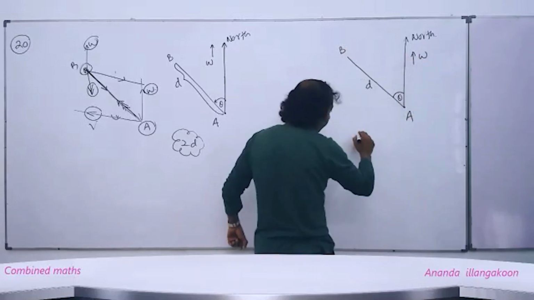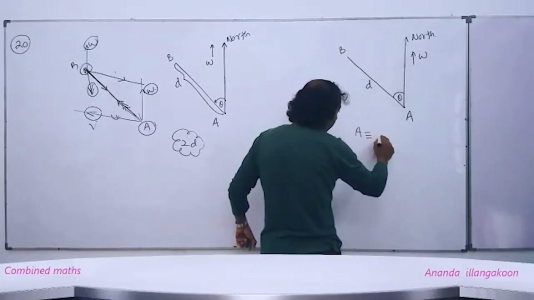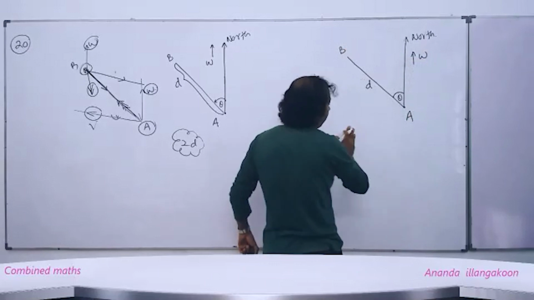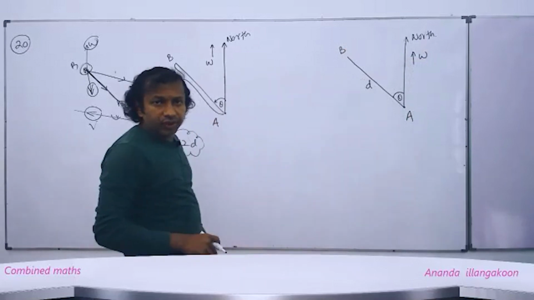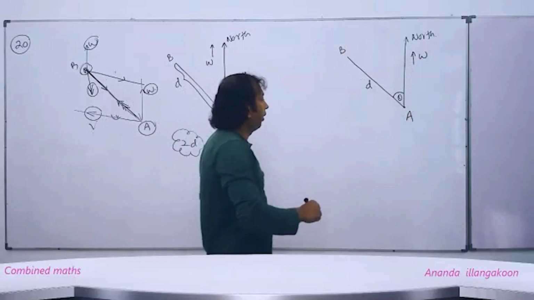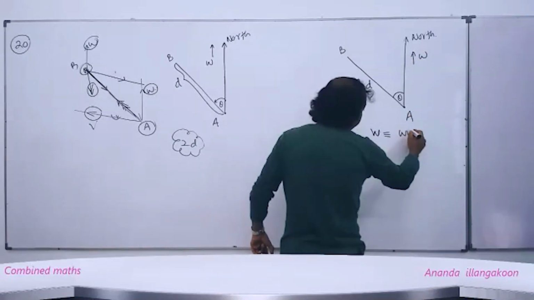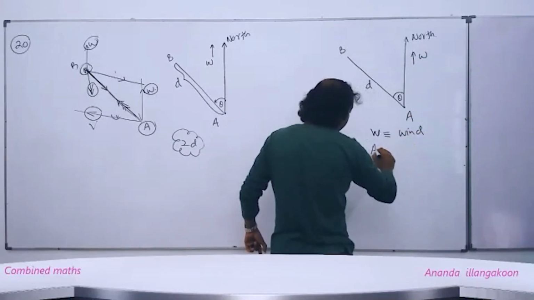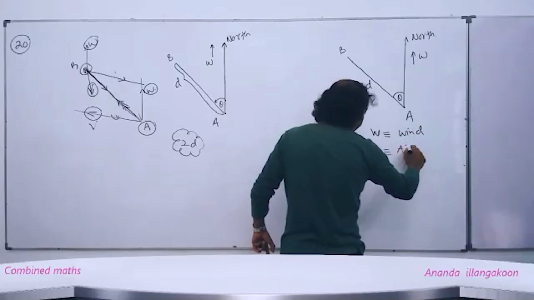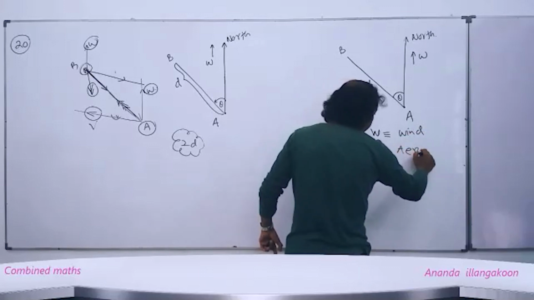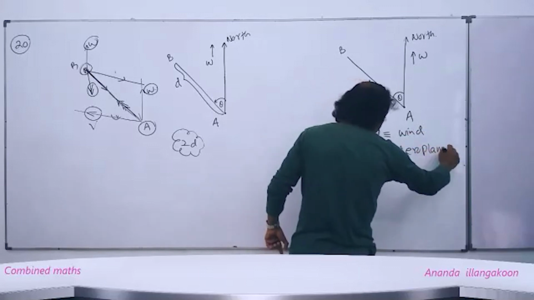I am going to take A as... Aeroplane also we take, no? Yeah. We take, people, W in A, aeroplane, the Earth.